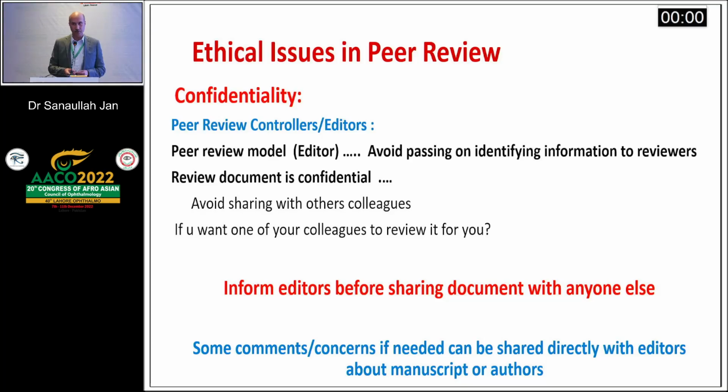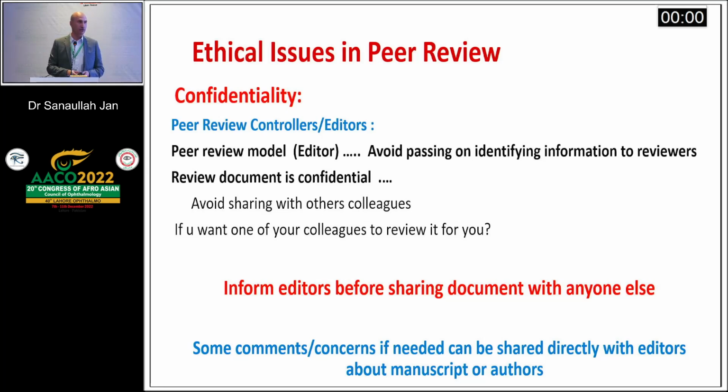And even avoid sharing it with other colleagues verbally, like you are sitting with your colleague and then you tell them that you have received an article of Mr. so and so, and you are going to review it. Again, this is against the ethics, because this is just for you and you have to keep it confidential.